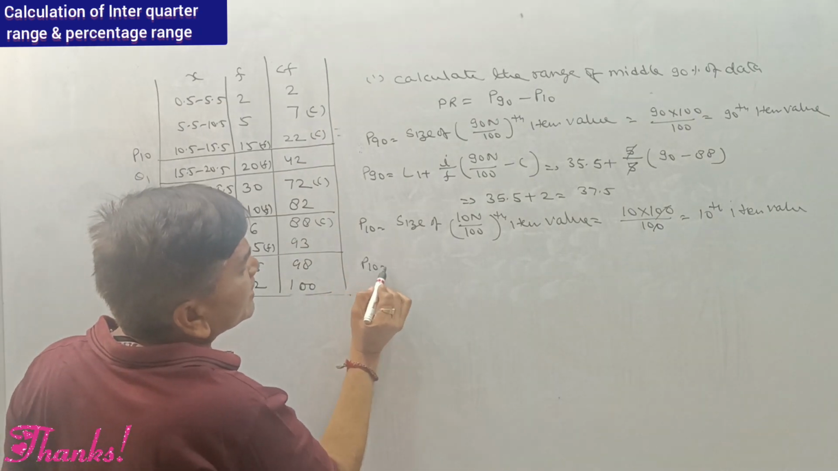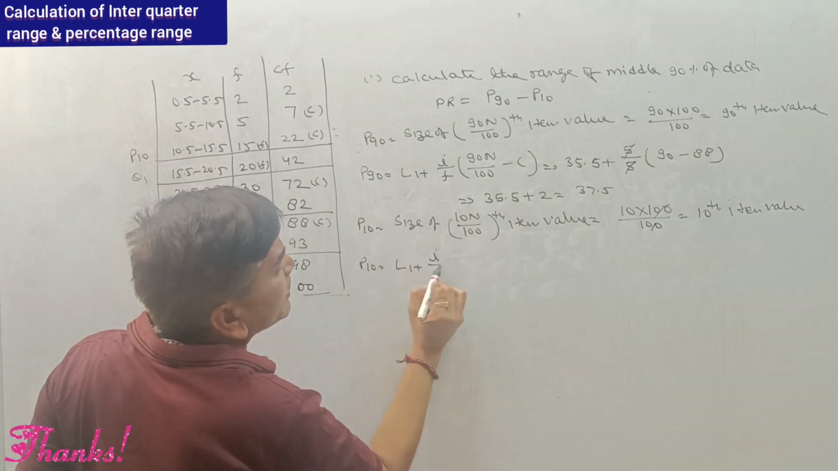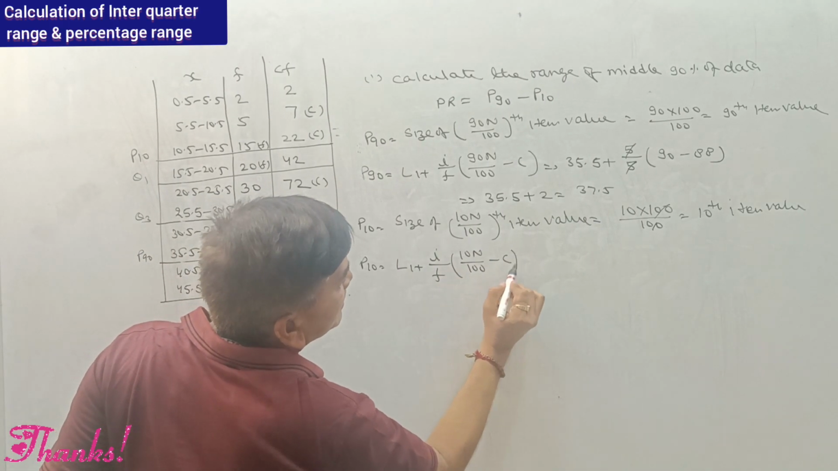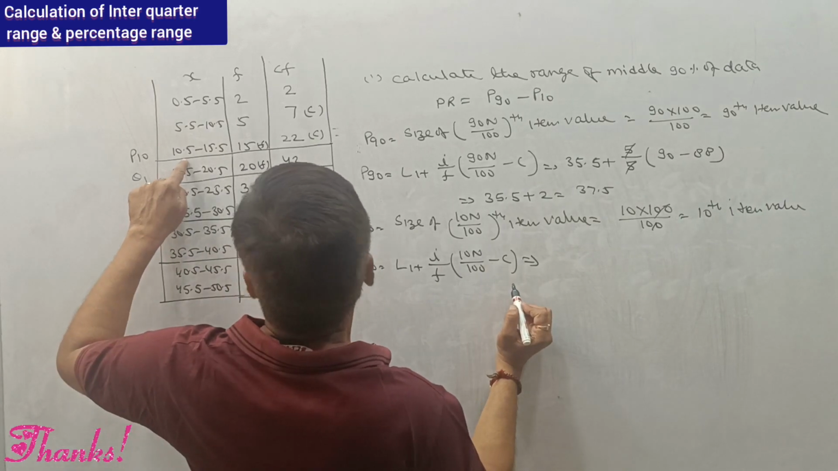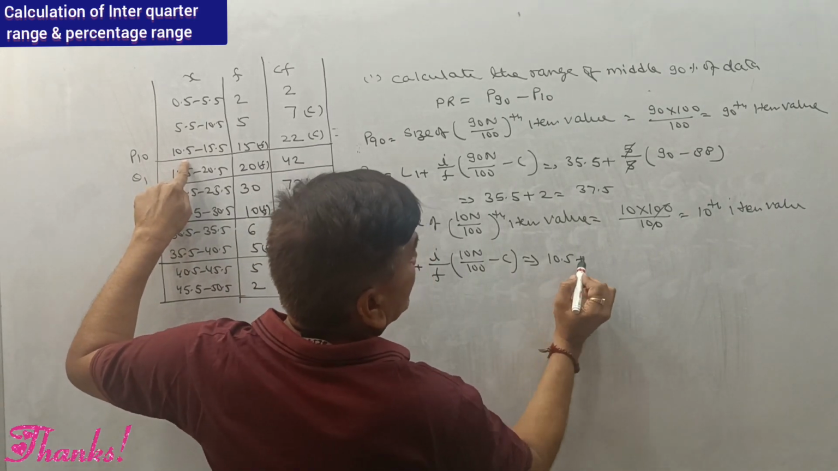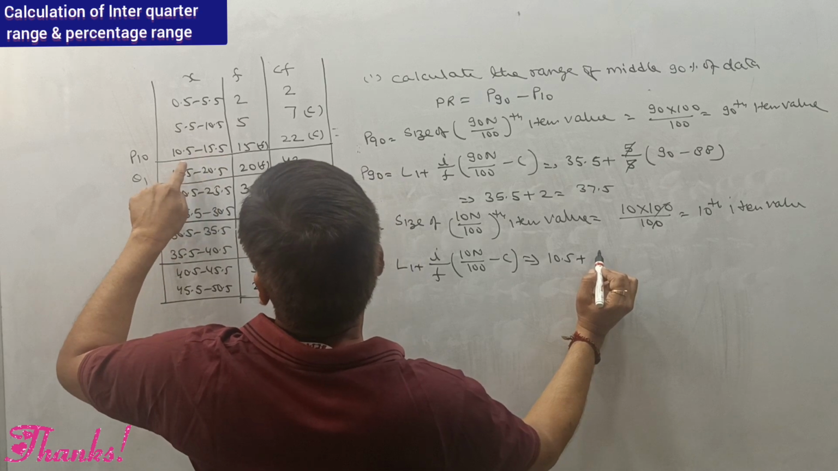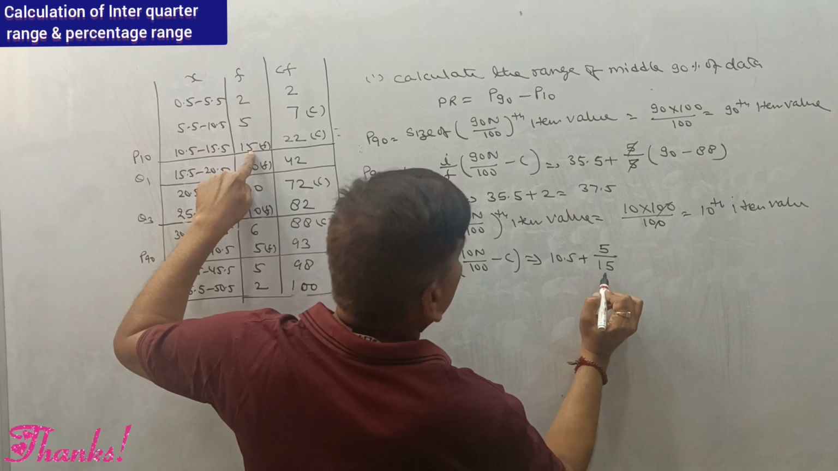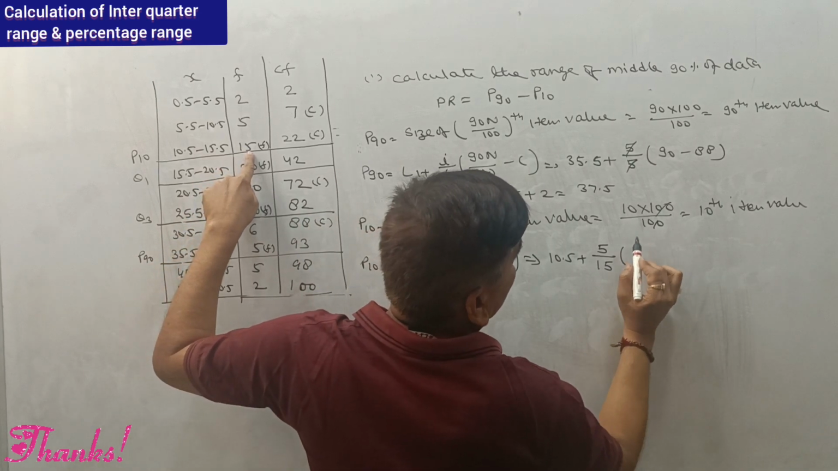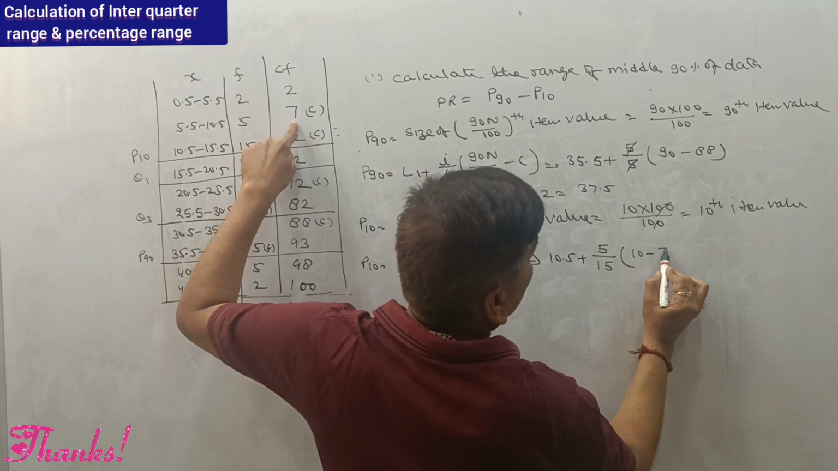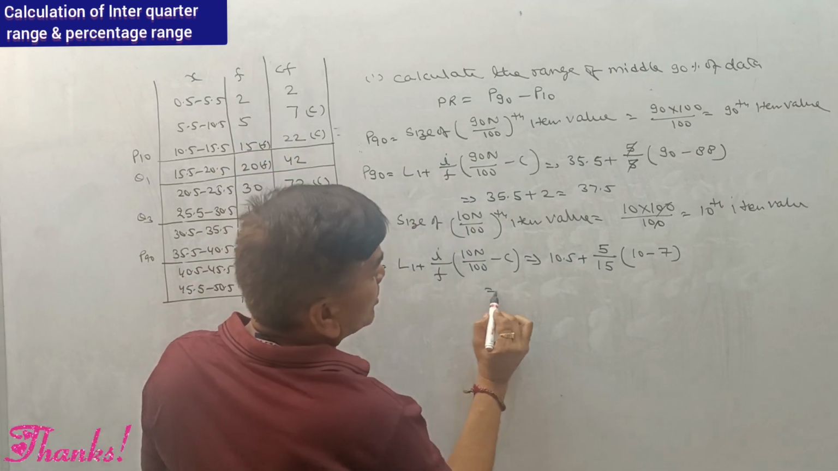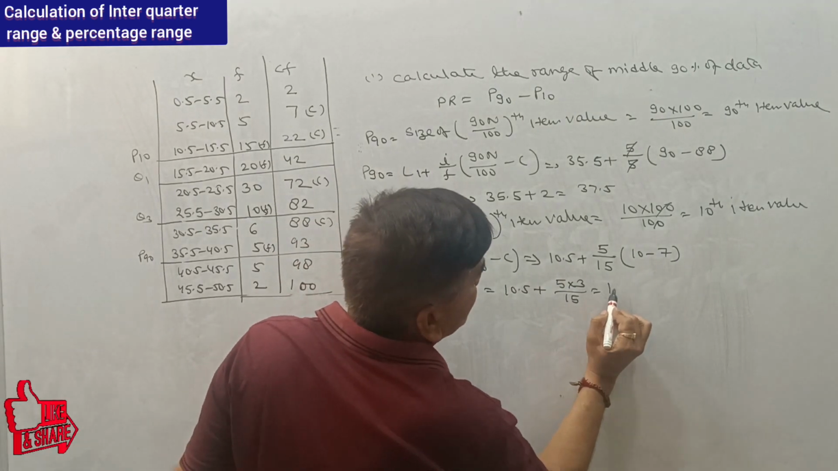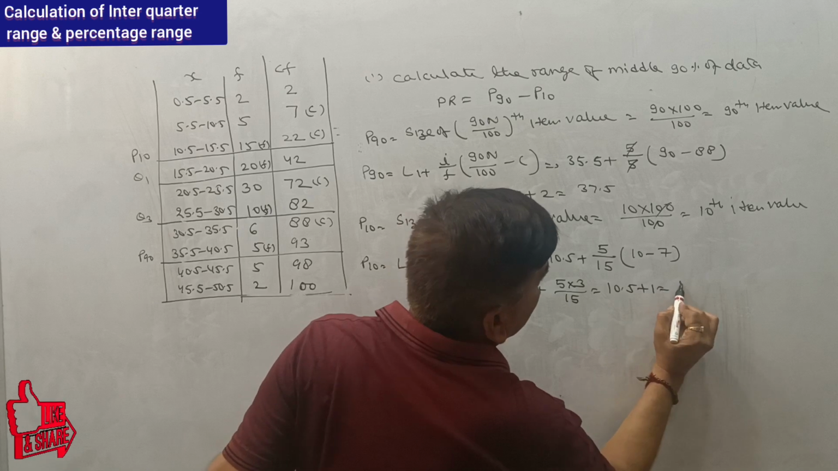So P10 is equal to L1 plus I upon F times (10n upon 100 minus C). L1, the lower limit, is 10.5. The class interval, the difference between 15.5 and 10.5, is 5. The frequency of this class is 15. 10 minus the pre-cumulative frequency, which is 7, gives 3. So 10.5 plus 5 multiplied by 3 upon 15, that is 10.5 plus 1, that is 11.5.